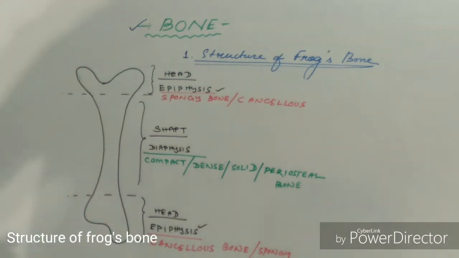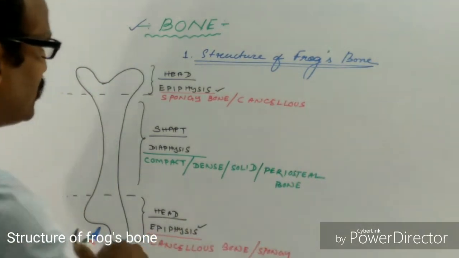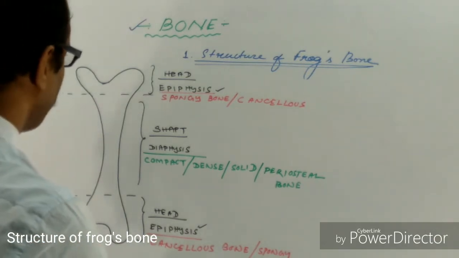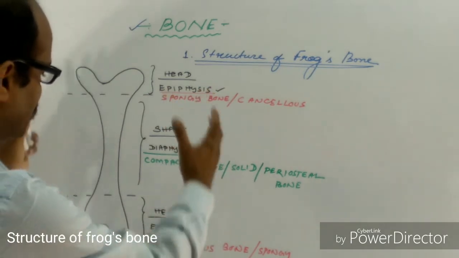It is spongy in nature because it has both transverse and longitudinal trabeculae of endosteum. That's why it is spongy in nature.